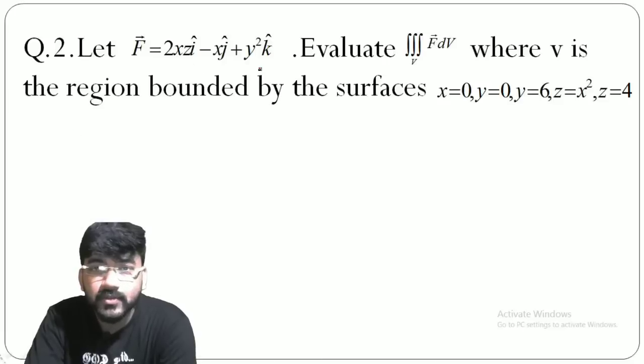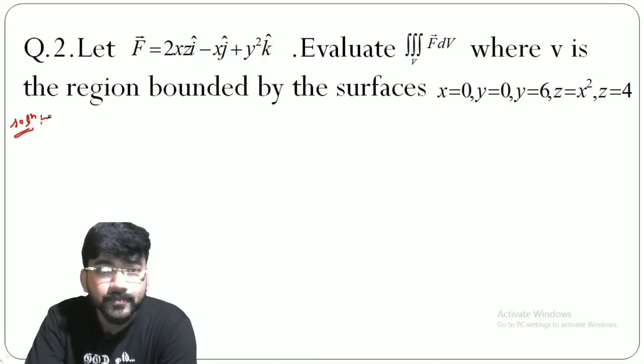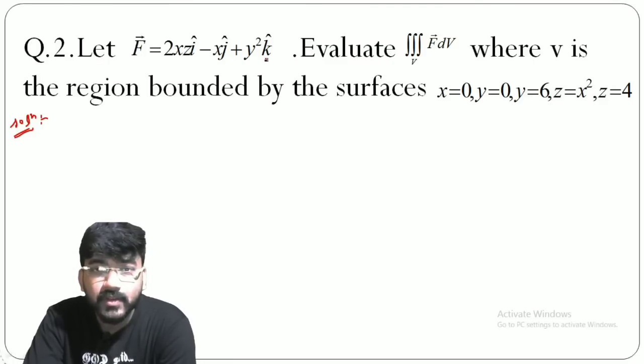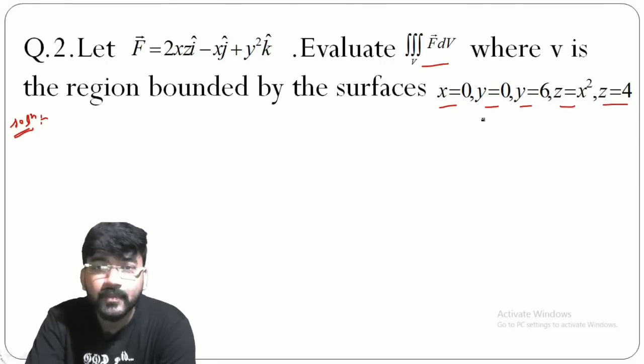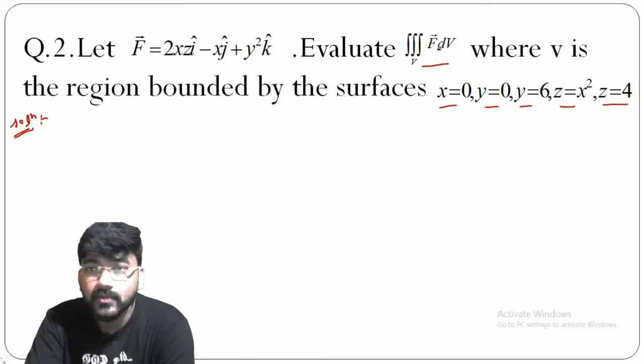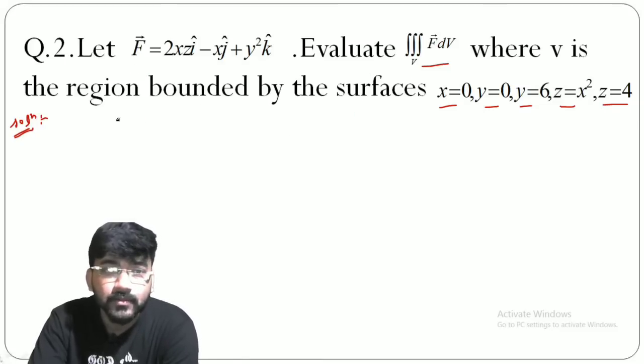Let me solve the next question on volume integration. The question is: let f = 2xz i cap minus x j cap plus y square k cap. To evaluate the integration of f dV, where V is the region bounded by the surfaces x = 0, y = 0, y = 6, z = x square, and z = 4. So this is the vector function f, and we have to find the volume integration of f dV.